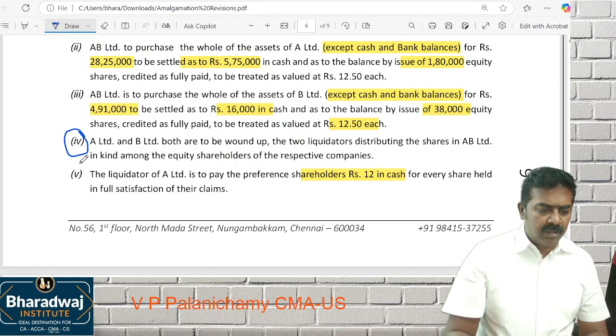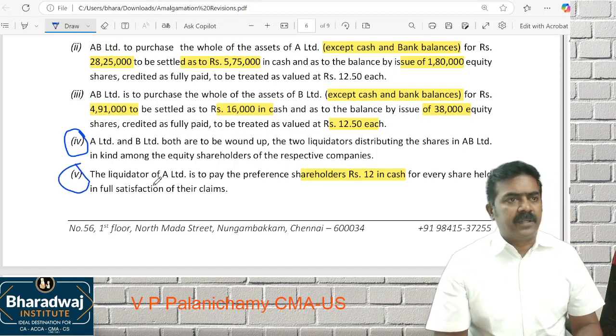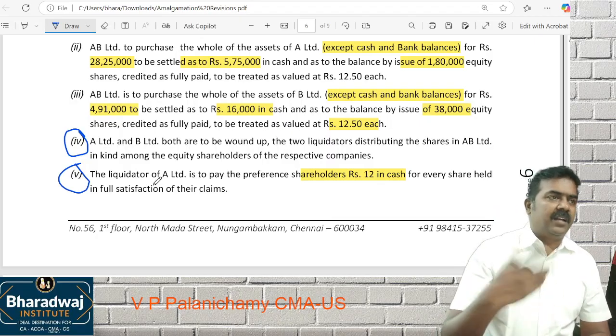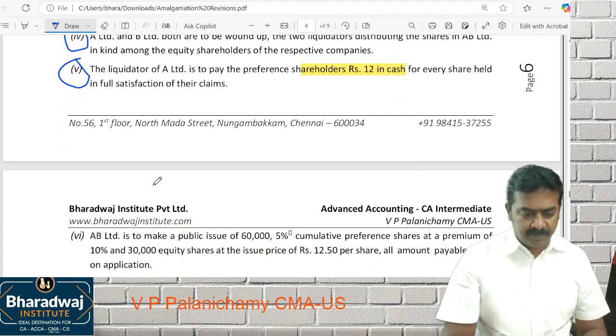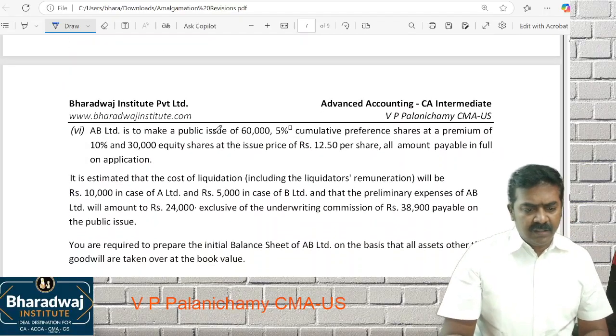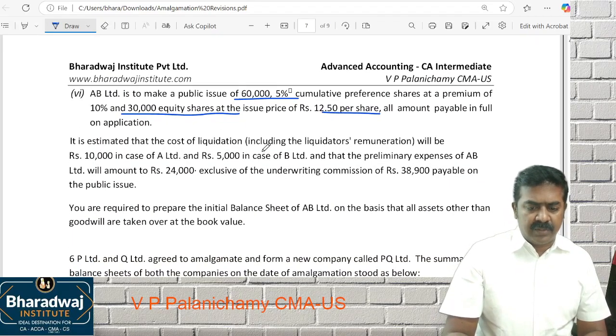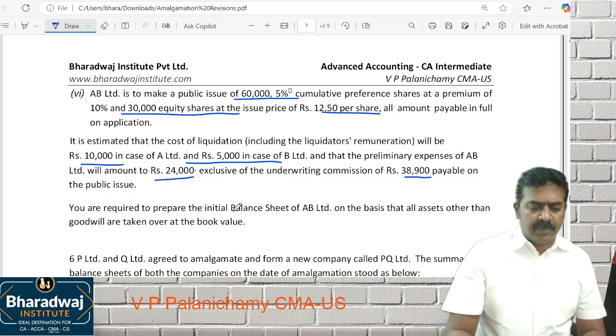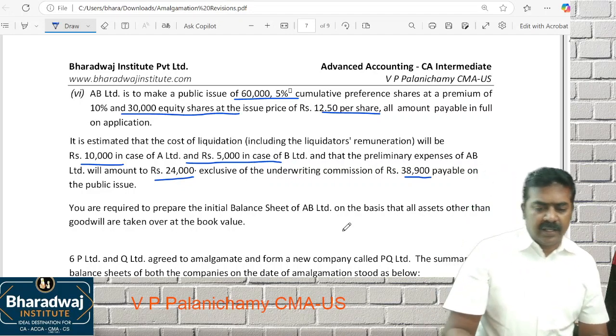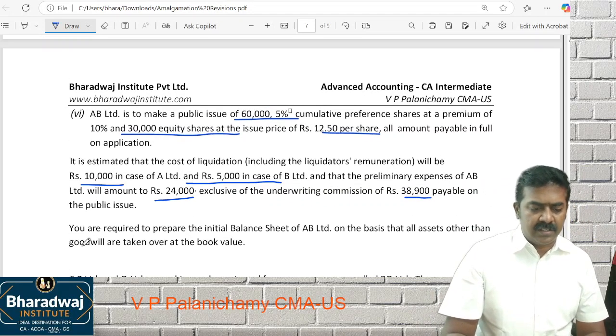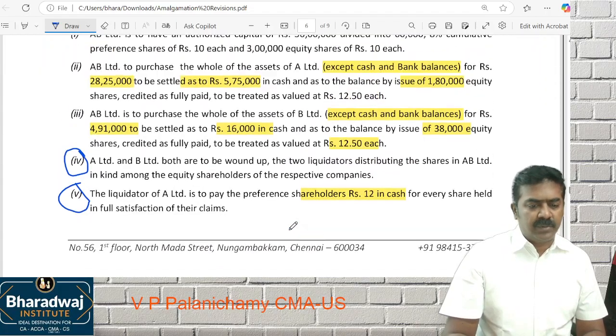Point number 4 and point number 5 are in the books of which company? Selling company. How is the selling company settling the obligations? It is given like that. Then we made a public issue of 60,000 cumulative preference shares, 30,000 shares at the rate of 12.5 is given. Cost of liquidation will be 10,000 in case of A and 5,000 in case of B. Preliminary expenses of AB Limited will be how much? 24,000. Underwriting commission 38,900. Pass journal entries, prepare initial balance sheet, and all assets other than goodwill are taken over at what value? Book value is given to us.